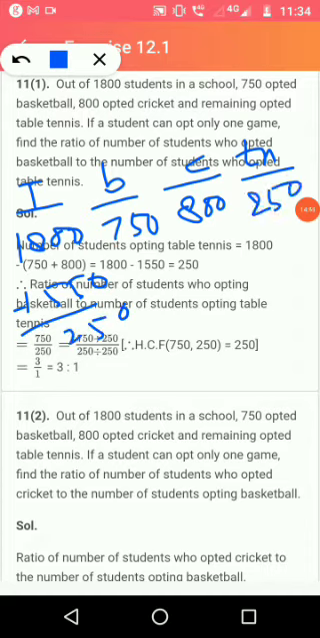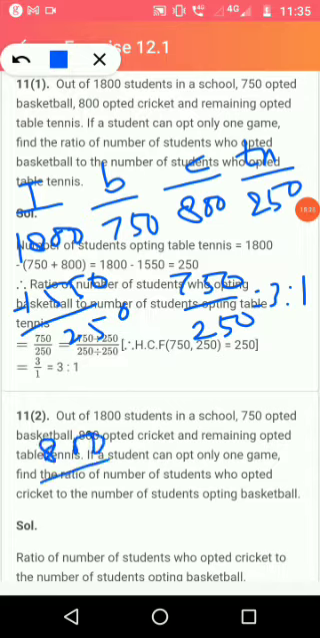Now the question. Find the ratio of who opted basketball to tennis. So basketball is 750. Divided by tennis is 250. So this will come into 3:1. Next. Ratio of those who opted cricket to the number of students opting for basketball. Cricket is 800 and basketball is 750.